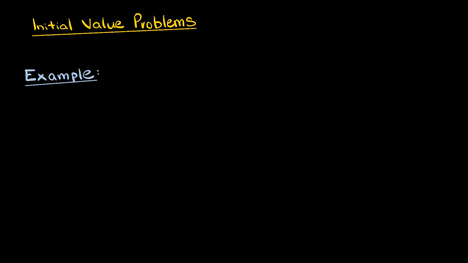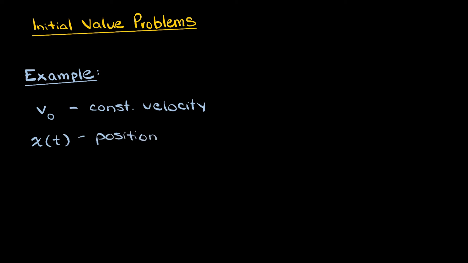So let's say we have some object, for example, a car, and let's say it's moving with a constant velocity. And let's say we are going to denote a position function x of t. So this is going to be the position at time t. So we could just call it the position function. And then let's say we are going to say that x naught is the initial position. So that's the position when time is equal to 0.